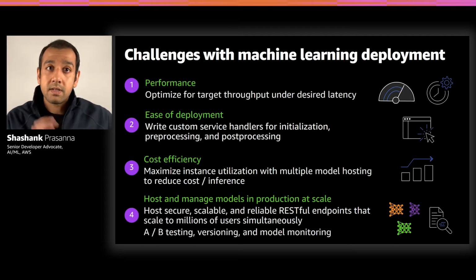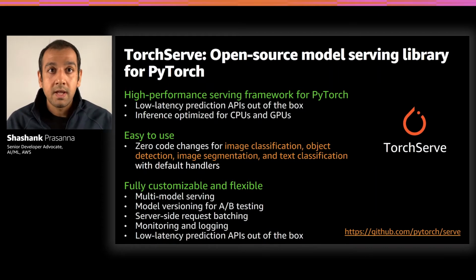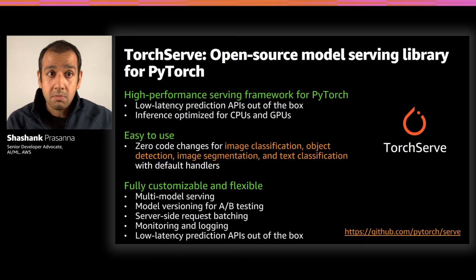In order to address some of these challenges, AWS, in collaboration with Facebook, developed an open source library called TorchServe to help you deploy PyTorch models to production. And here are some of the key benefits. First and foremost, it's a high performance model server. Previously, you had to build your own model servers or put together your own serving solution based on using PyTorch. But with TorchServe, you get a high performance model server that provides low latency APIs right out of the box.